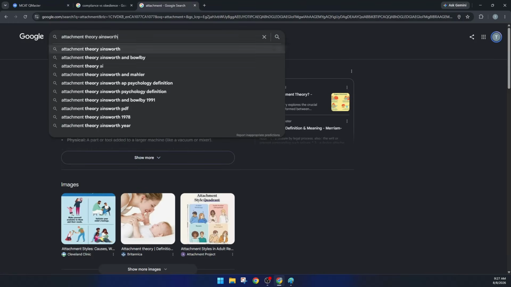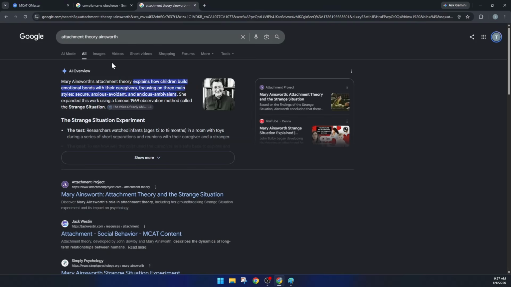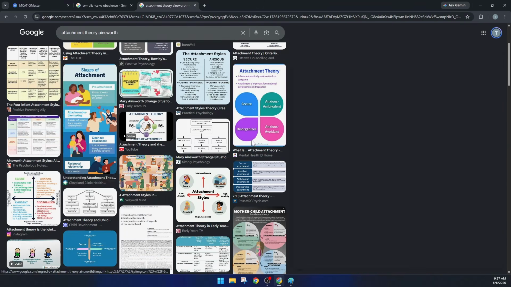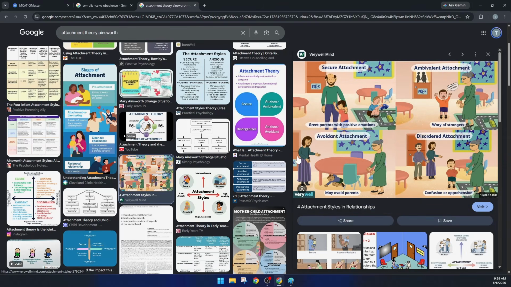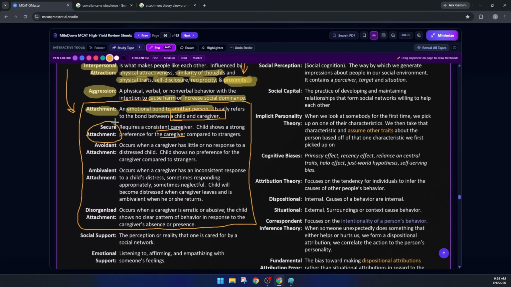There was an attachment study by Mary Ainsworth. It's a cool study where basically they would take the child away from the parent and see what their attachment style was. Children with secure attachment would show a stronger preference for the caregiver than for strangers. What that means is they would basically cry until their caregiver came back, right?